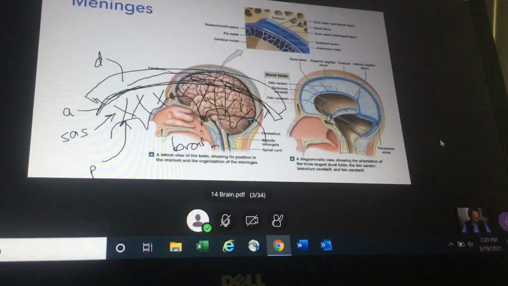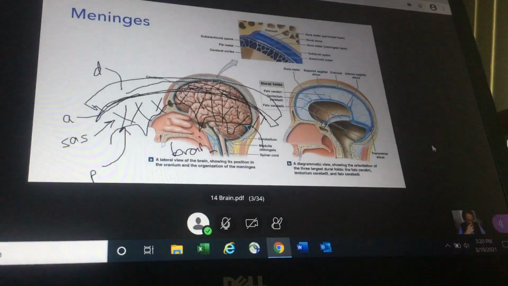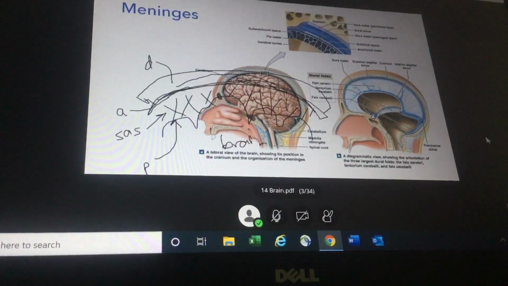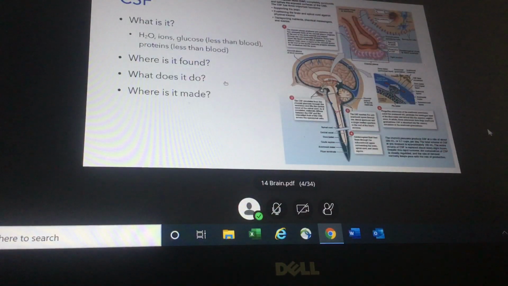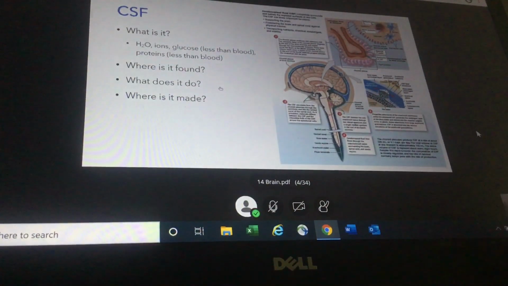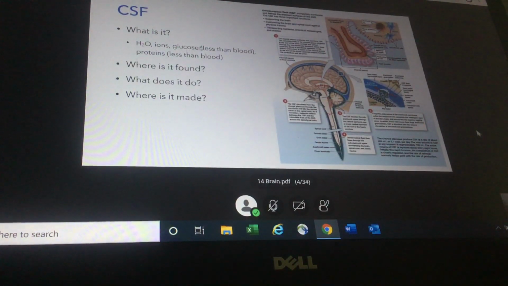Okay, and get a very close-up look at it right up here. Okay, so down at the bottom, 154, let's take a look at some more of this stuff about CSF. What else is found in the CSF? Well, it's mostly water, but it's also going to have ions. It's going to have a little bit of glucose, less than blood. Some proteins, again, less than blood. These kind of get filtered by those ependymal cells.